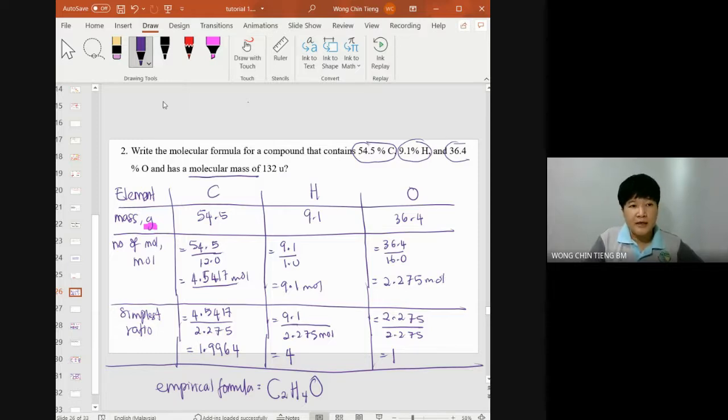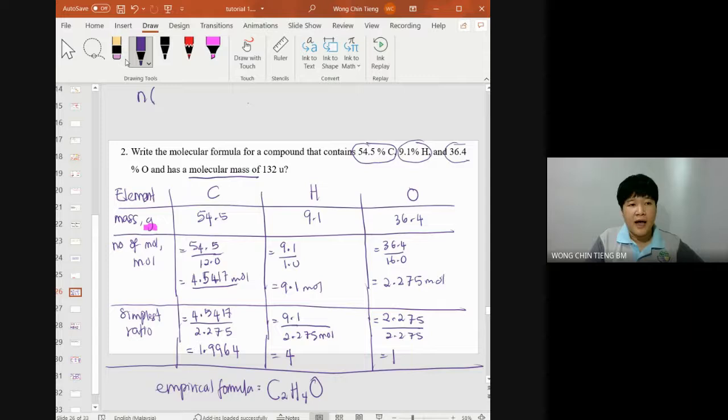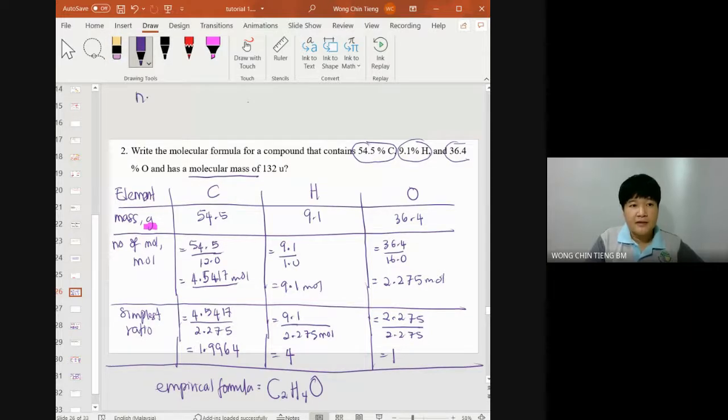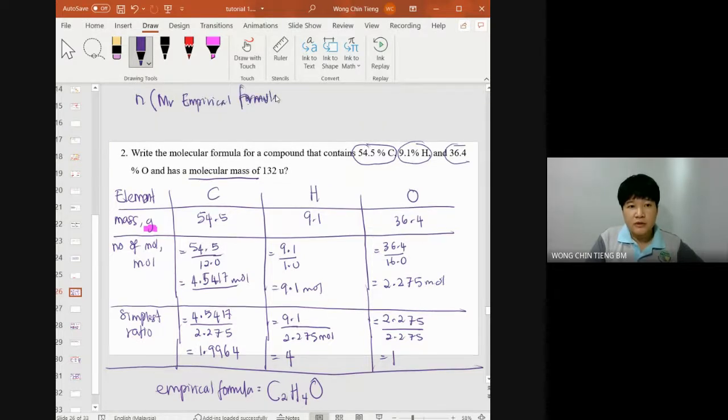So the formula adalah number of mole pula. N, a factor, your N, times the molar mass of empirical formula, equals the molar mass of your molecular formula. Molar mass of the molecular formula is given, which is 132. We are looking for the N. Empirical formula has 2 carbon, so 12.0 times 2, plus hydrogen times 4, and your oxygen plus 16.